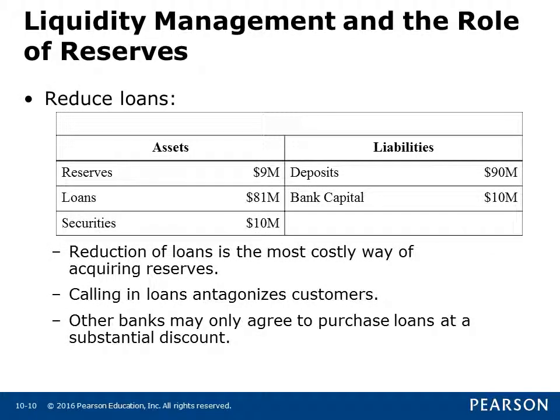A fourth way of filling the reserve requirement ratio is by reducing loans. In this example, we can see that the bank has sold off $9 million in loans to meet the reserve requirement ratio. However, a reduction of loans is one of the most costly ways of acquiring reserves. It also antagonizes customers, having a negative effect on future relations. And other banks may only agree to purchase these loans at a substantial discount, leading to further financial losses.